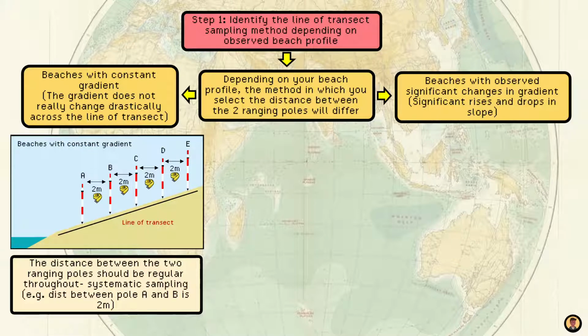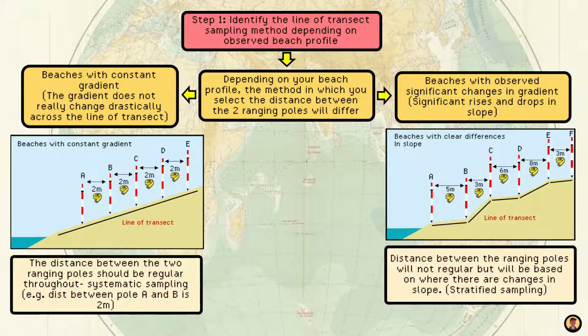Alright, so for the next beach, which is beaches with observed significant changes in gradient, this type of beach is beaches that have significant rises and drops in the slope. So unlike the first beach diagram that I showed you here, which is very straight, very consistent in terms of gradient, beaches with observed significant changes in gradient will look something like this. So there is a low and then sudden rise, low, sudden rise, and some beaches even have drops. So when you have beaches with clear differences in slope, what you want to actually do is stratified sampling.